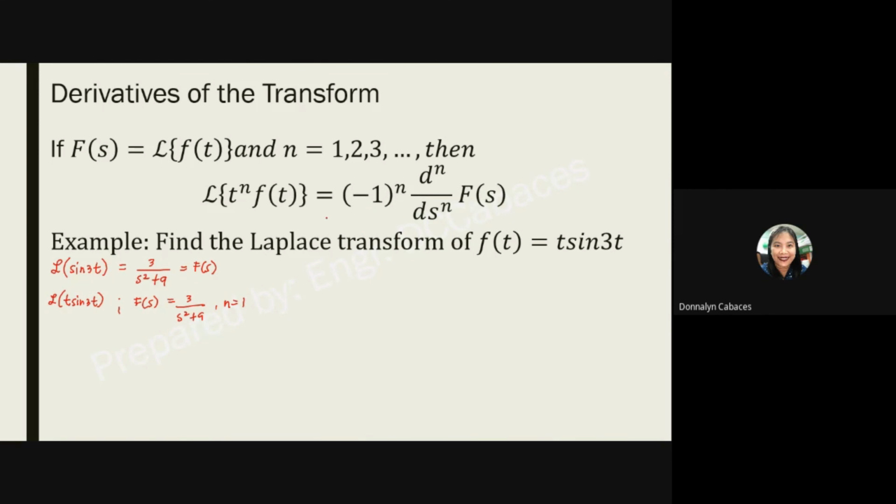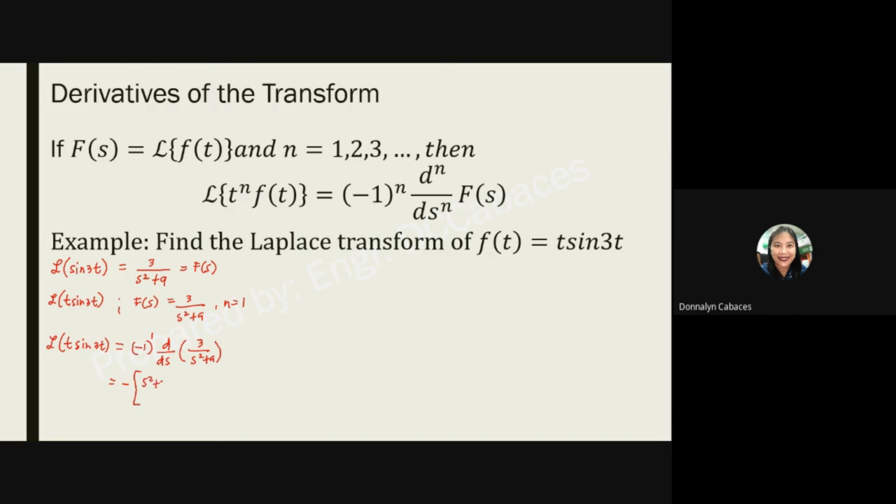So using this formula, therefore, the Laplace of t times sine of 3t would be equal to negative 1 to the 1, the derivative with respect to s of 3 over s squared plus 9. So you just need to take the first derivative of this. So what is the first derivative? So this is negative times derivative of the quotient.